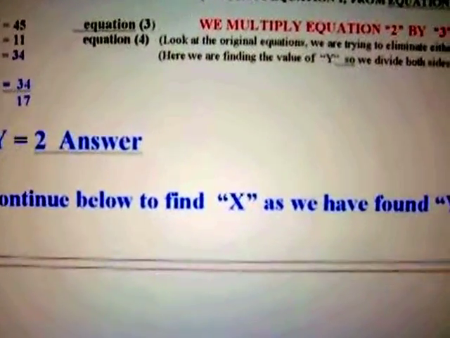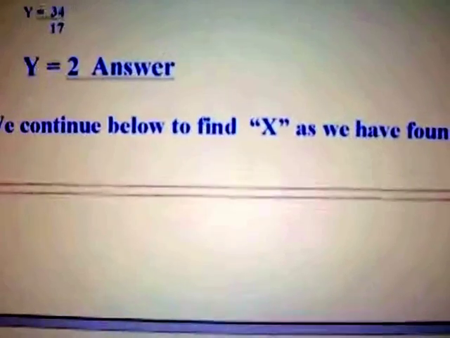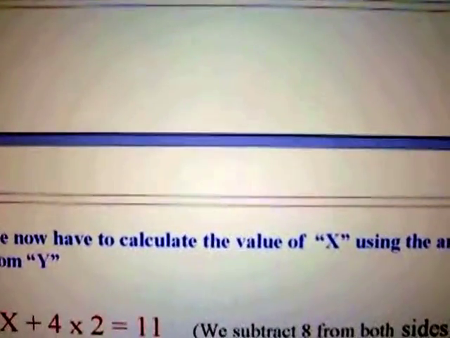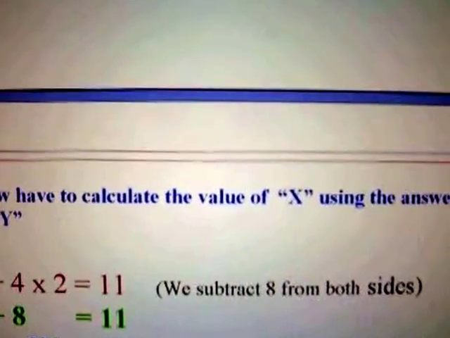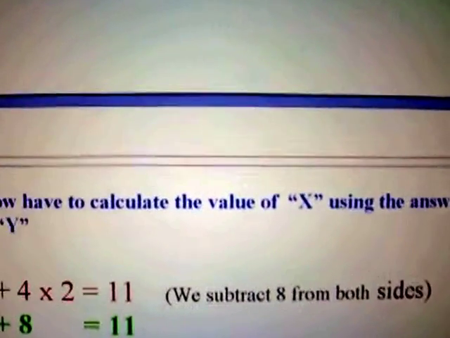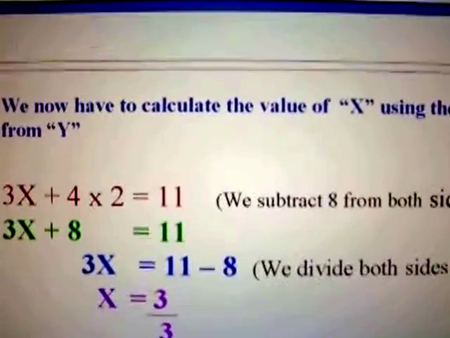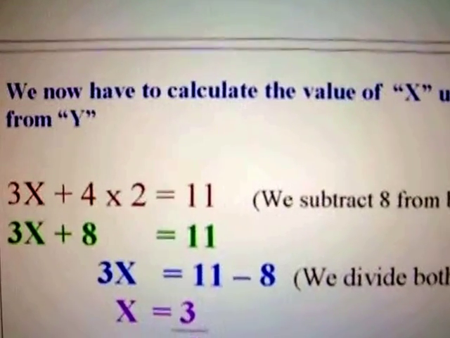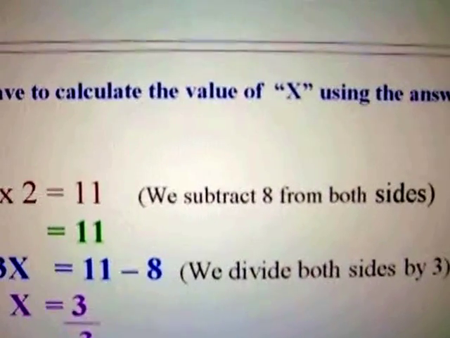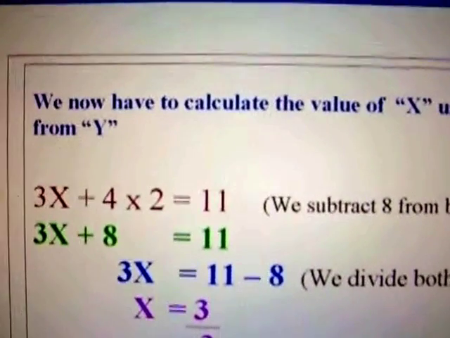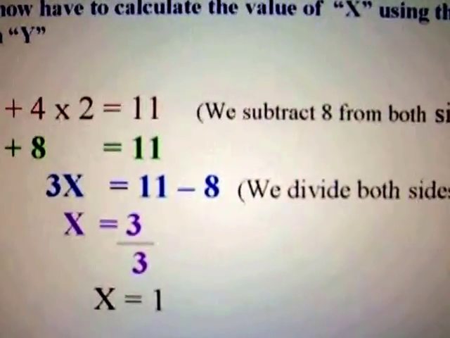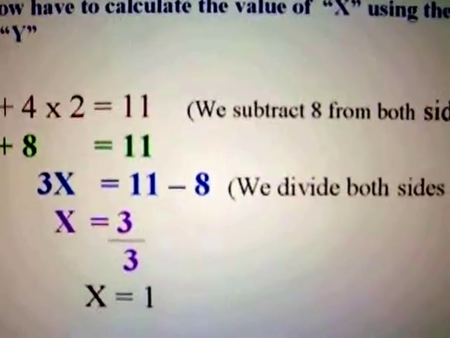Now we continue below to find x as we have found y. But here we need to do something a little bit different. We now have to calculate the value of x using the answer from y. Okay? And here what I've done is to give you 3x plus 4 times 2 equals 11. We subtract 8 from both sides. Okay? Now that then leaves us with 3x equals 11 minus 8.